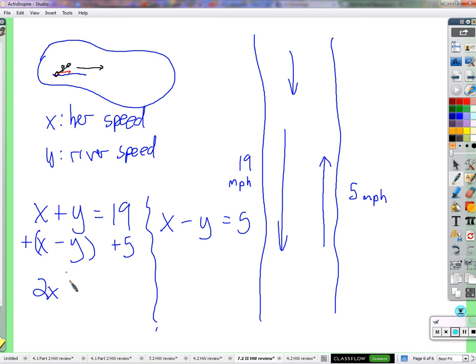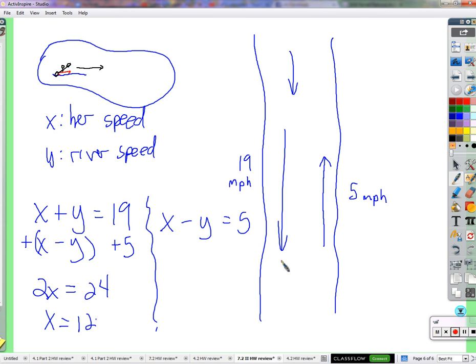Oh, I have a zero. Well, no. Okay. Because it's 19, sorry, plus 5. Yeah, 19 plus 5 is 24. So 2 times her speed is 24, so her speed is 12. I was thinking it was 16. I had it, but I just thought it was wrong. It's alright.